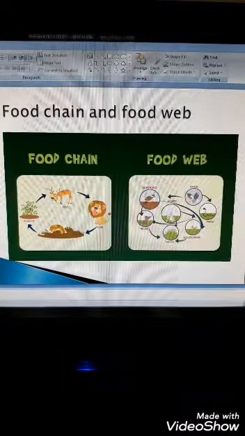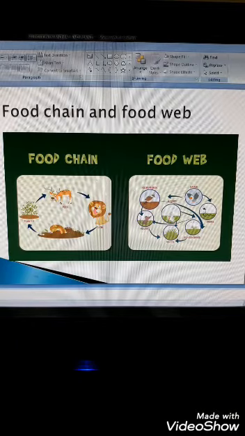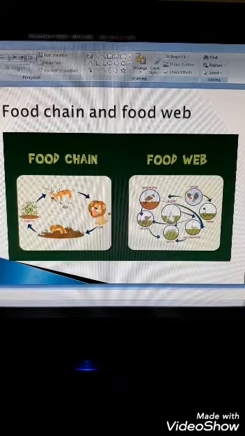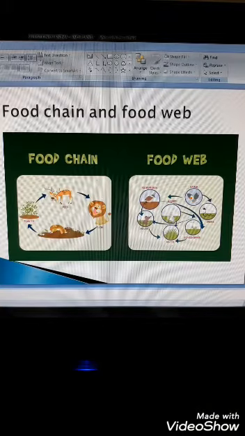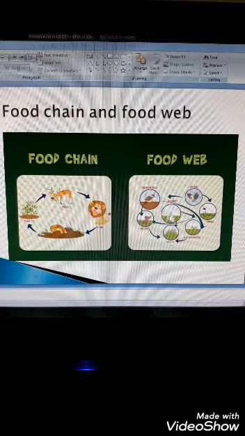Now we come to the last topic of this chapter, that is food chain and food web. In the first figure you can see what a food chain is. Food chain means the plant is eaten by a deer, the deer is eaten by a lion, and when the lion dies, it is buried or decomposed, converted into soluble form, and goes back into the soil, and from the soil plants derive nutrients and grow. So this is all about the food chain.